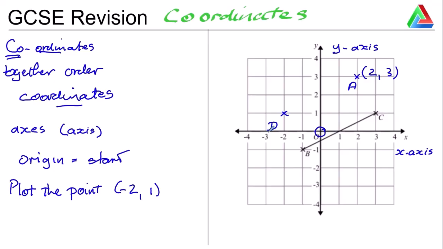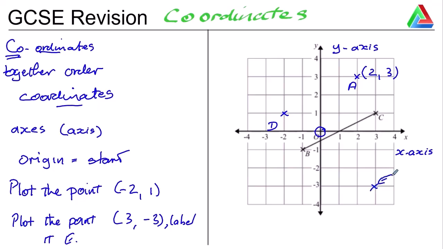And we'll do one more. Plot the point with coordinates 3, negative 3. Label it E. So we start at the origin, along the corridor, up the stairs, so 1, 2, 3, and then down 3, 1, 2, 3. And it says label it E, so put a little cross and label it E.